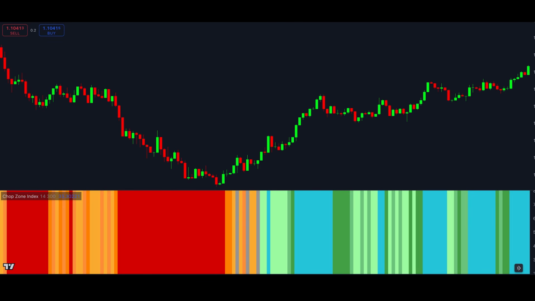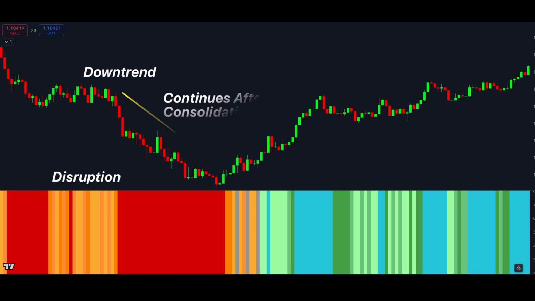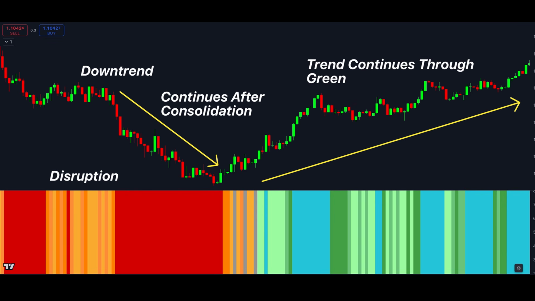Many times in trends, you'll start to see the market become slightly choppy, but not completely turn over to the other colors. For example, you might see a large block of red indicating a strong downtrend, with some orange in the middle showing disruption. This doesn't necessarily mean the move is over. It could just be a short period of consolidation before continuing. The same goes for uptrends with blue and green. In an uptrend, green can start appearing within the block of blue, but the trend can still continue through it.